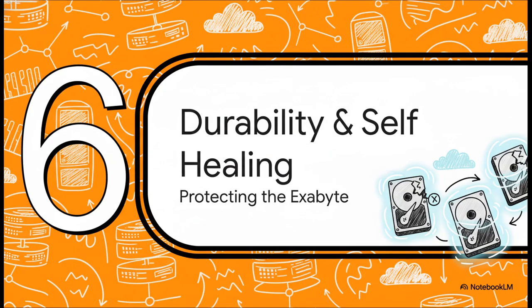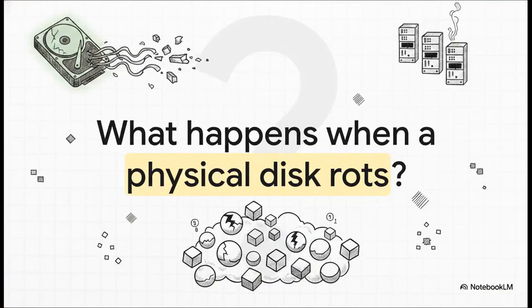Section 6. Durability and self-healing. Protecting the exabyte. Because, let's be real, at the exabyte scale, it is never a matter of if hardware will fail, but when and how often. So think about this for a second. What actually happens when a physical disk rots? We aren't just talking about a drive completely dying and smoking out of a server rack. We are talking about silent data corruption, where a flipped bit degrades a file without ever throwing a hardware error. This is a massive threat when you are storing billions of objects.